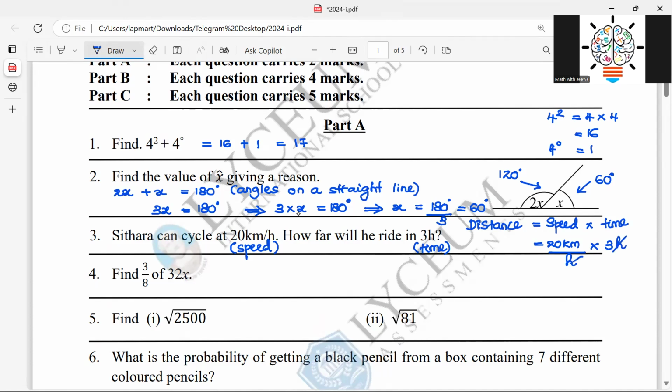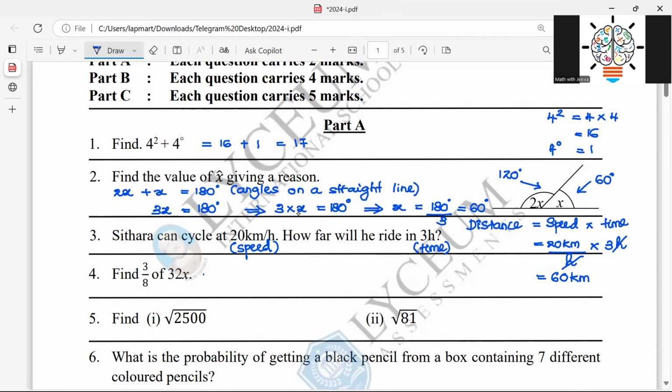So then the hours cancel. The answer will be 20 times 3, 60 kilometers. Simply the per hour within an hour. If they cycle 20 kilometers, then within 3 hours, definitely this should be 3 times, no? So 20 times 3 is 60 kilometers.